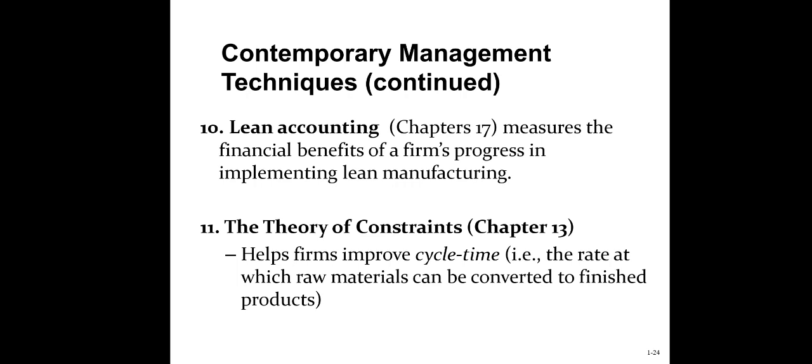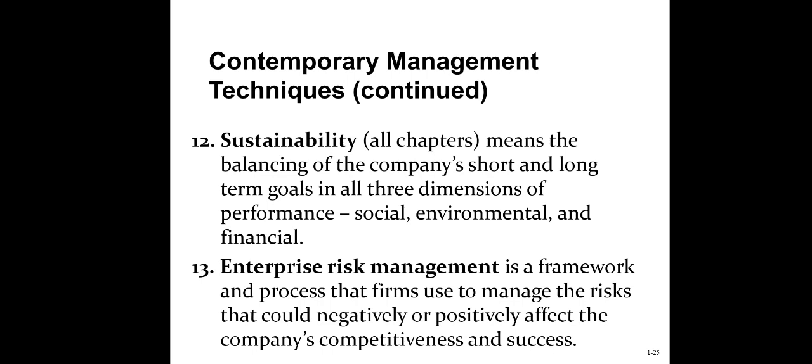Number 11, the theory of constraints, also will be explained further in chapter 13 of the textbook. It helps firms improve cycle time, that is the rate at which raw material can be converted to finished products. Number 12, sustainability. It means the balancing of the company's short and long-term goals in all three dimensions of performance: social, environmental, and financial.